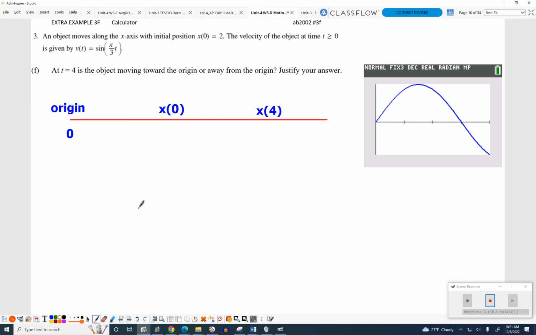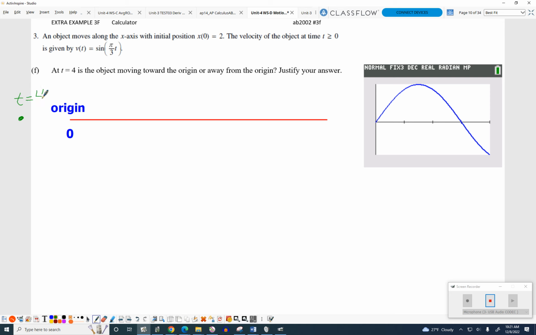Sweet. Here is the big idea. You have an object that's moving along a line. They want to know at a certain time is the object moving towards or away from the origin. Let's do a couple of scenarios. If the object at time 4 just happens to be over here, back to the small pen. The object at time 4 happens to be here.